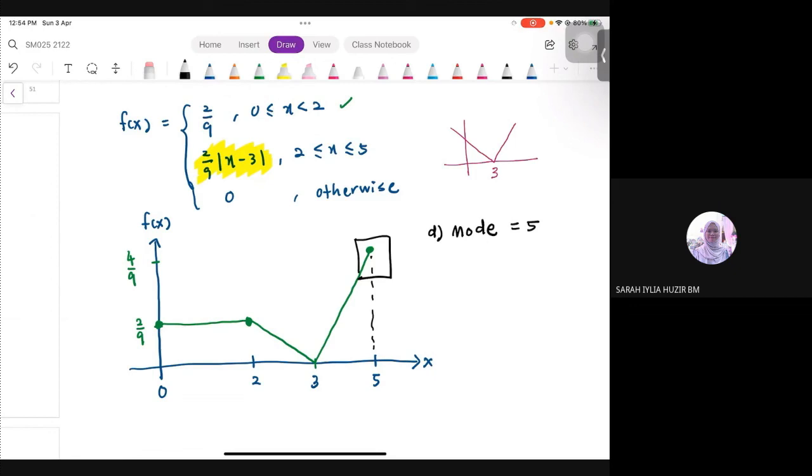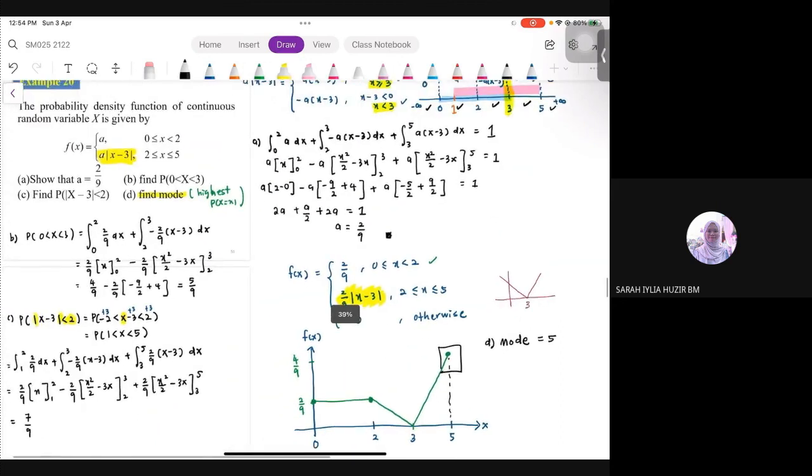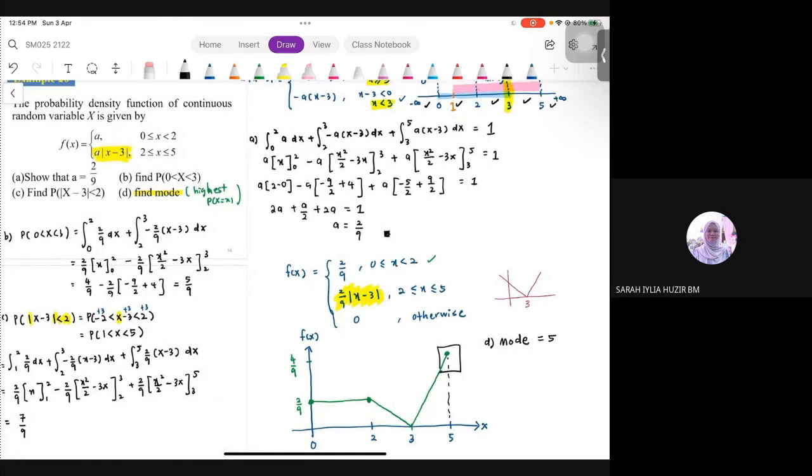Dia memang macam tak ada jalan kerja, tak ada kira-kira. Tapi actually, it's refer to the graph. Tengok daripada graph. Tengok graph paling tinggi ada kat mana. That's actually value of our mode. Okay, that's all for probability density function of continuous random variable.